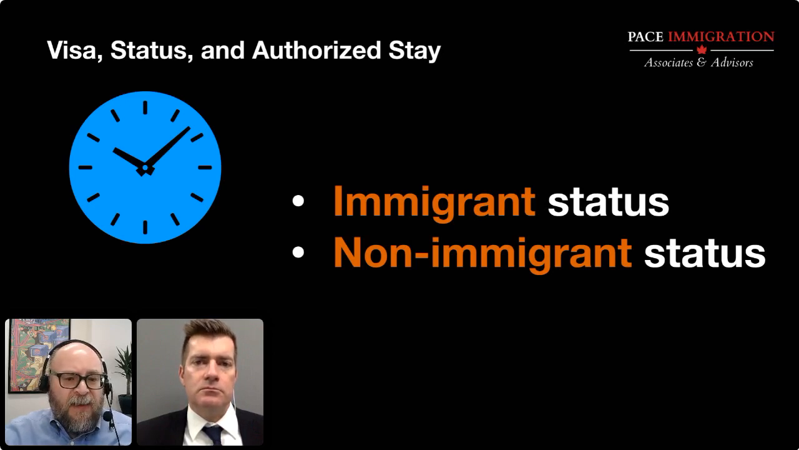The difference is that immigrant is permanent. Your desire to remain in the U.S. is permanent, and that is evidenced by an immigrant visa in your passport, or once that has been activated and you've entered the U.S., then you're given a green card. Non-immigrant status is everything else.